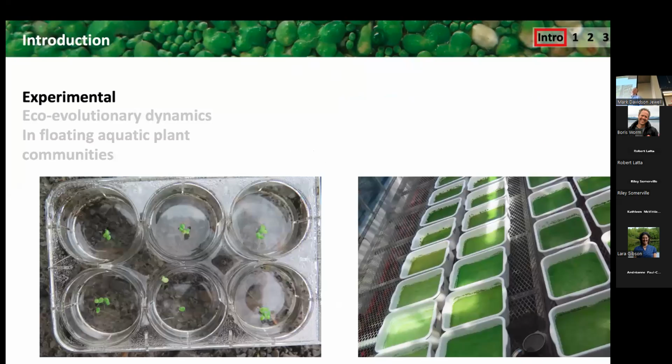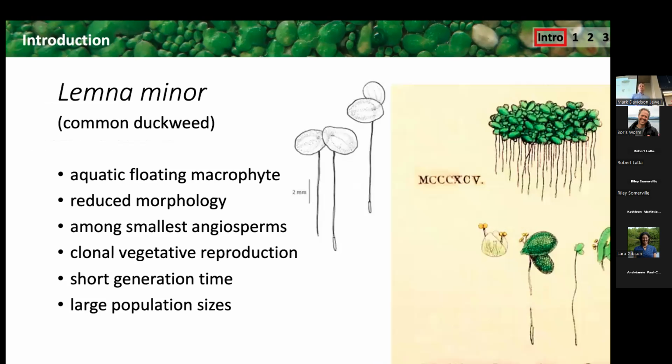And they are extremely well suited for experimental work. We can run highly replicated multi-generational experiments, which means that we can test some fundamental questions in ecology and evolution that would be difficult to do with larger organisms.